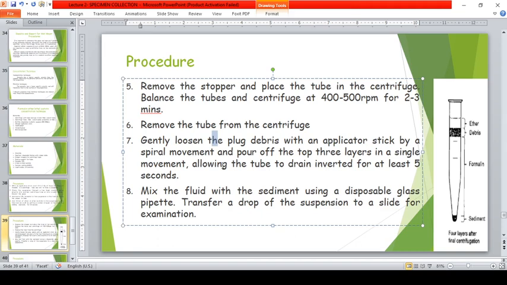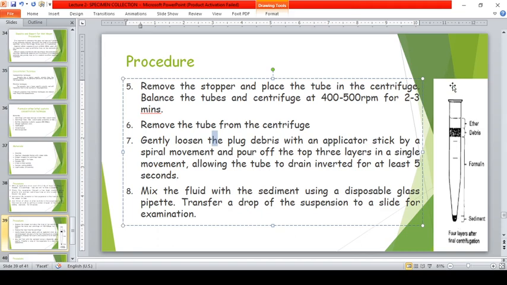So, remove the stopper and place the tube in a centrifuge. Balance the tubes and centrifuge at 400 to 500 RPM for 2 to 3 minutes. And then remove the tube from the centrifuge. Gently loosen the plug. So, i-loosen mo dito using an applicator stick. Okay? So, and then you will have there this one. So, si ether yung pinakamataas, followed by the debris, and then the formalin, and lastly, the sediment.